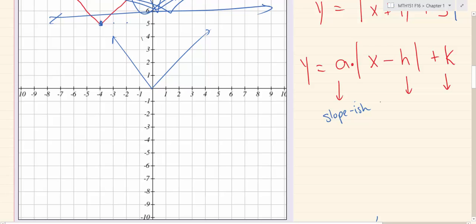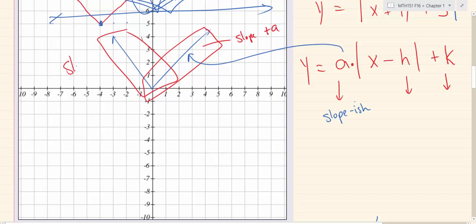We'll say slope-ish. It's kind of slope-ish because this is actually the slope of this leg of the, well, I guess this leg is going to have slope equal to positive a, and this leg will have slope equal to negative a. I was going to show you this yesterday, but I didn't because I wanted you to see this part first. Check this out.